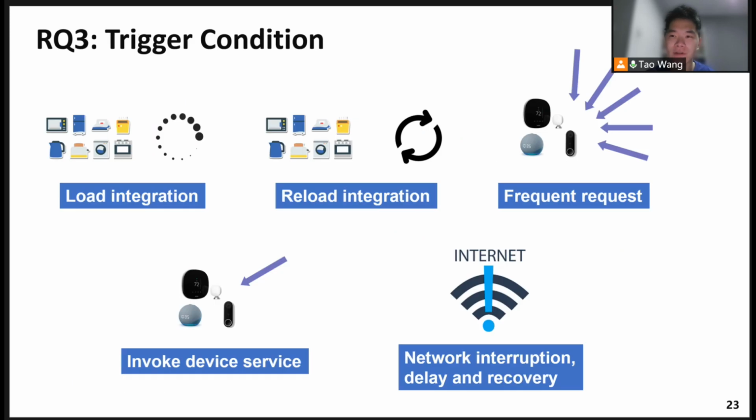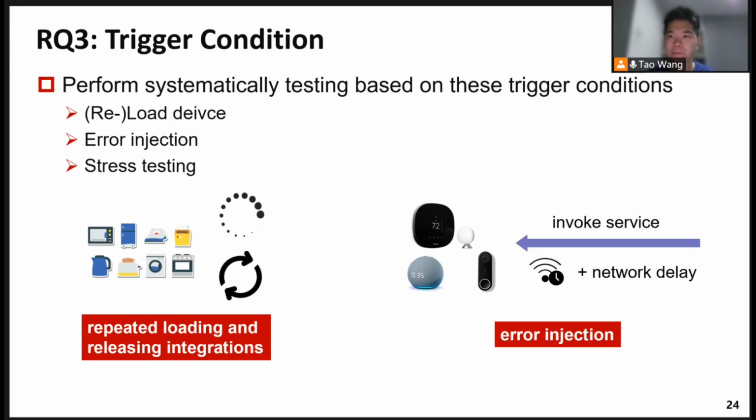We found that the following 5 conditions can trigger iBugs: load or reload integrations, frequent requests, invoke device service, and internet interruption, delay and recovery. We can perform systematic testing based on these trigger conditions, such as reloading the integration, error injection, and stress testing. For example, we can inject network delay when we are invoking device service normally.